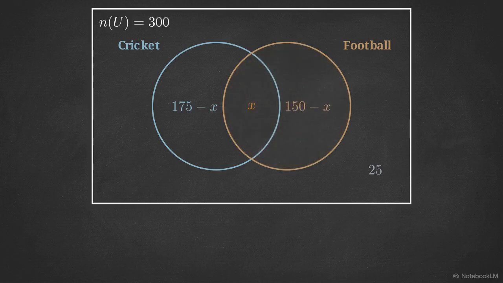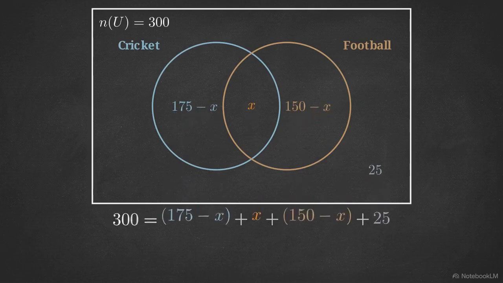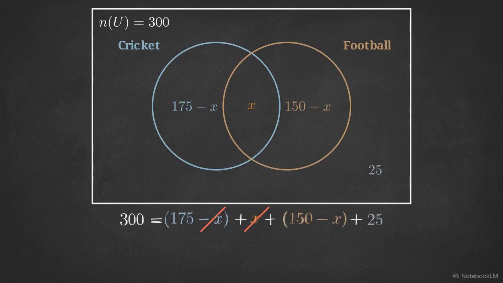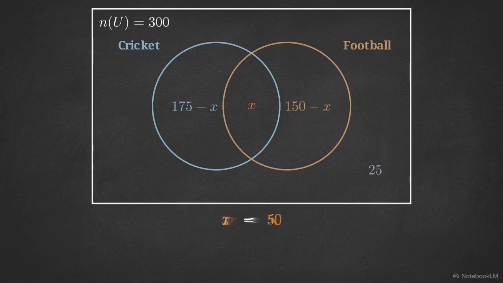This structure ensures the Venn diagram functions as a map of perfectly distinct, non-overlapping regions that sum up to the survey total. Because these regions are now distinct, their sum must equal our total population. We can now form a master equation. 300 equals 175 minus X plus 150 minus X plus 25. As we simplify, the positive and negative X variables cancel each other out, and we combine our constants to get 300 equals 350 minus X. Solving for X gives us 50, which identifies the exact number of people who like both games.